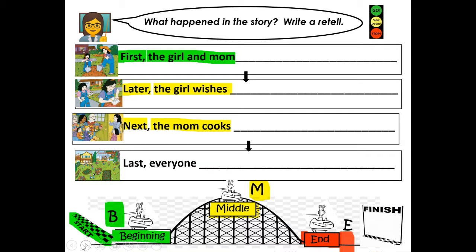Now we're at the end of the story or the finish. And you're going to write last, capital L, lowercase a-s-t, last. Everyone, what does everyone do at the end of the story when the next springtime comes? Last, everyone. So what I need you to do is push pause and write your last red sentence. Write last, everyone. What did they do? And then when you're done with this red sentence, push play to finish our lesson.